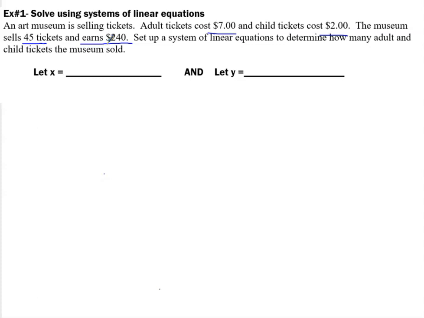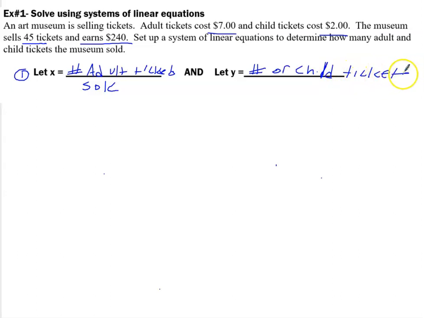All right, so your first point when you work through your worksheet later is for defining your variables. So in this case, I'm going to say let x equal the number of adult tickets sold, and y is going to be the number of child tickets sold. Okay, so that's your first point by simply defining your variables.